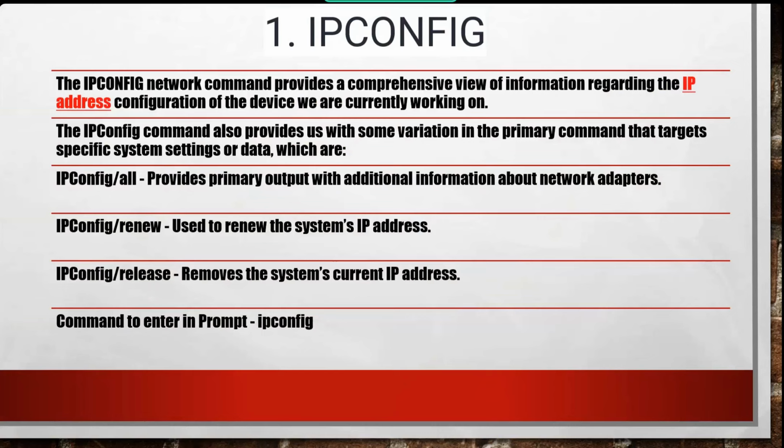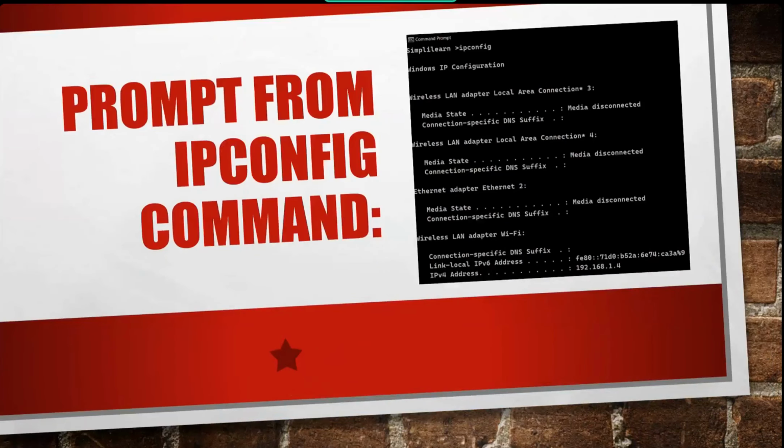In the command prompt, we enter the command simply ipconfig, or we can use any of the variations, like ipconfig/all that shows us the primary information along with the network adapters. ipconfig/renew is used to renew the IP address, and ipconfig/release releases the current IP address that is in use. So this is the prompt that we can see. If you simply type ipconfig, it will show you the media status and the Ethernet adapters that are currently used, the IPv4 and IPv6 details, and the MAC addresses as well. So this is the prompt that is showing up for the ipconfig command.